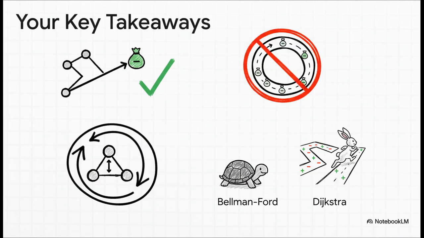If you remember anything from this, remember these 4 things. 1. Bellman-Ford is your go-to for solving the cashback problem with negative weights. 2. It's a brilliant detective, cleverly sniffing out those impossible infinite loops. 3. It does all this by being a workhorse, relaxing every single edge over and over. And 4. Always remember the trade-off. It's the slow and steady tortoise to Dijkstra's hare, but that's what makes it so powerful and safe.